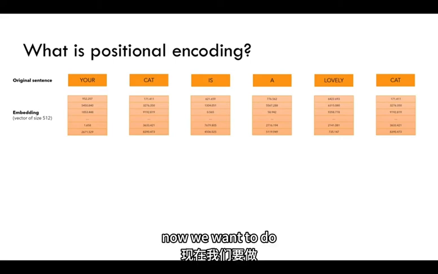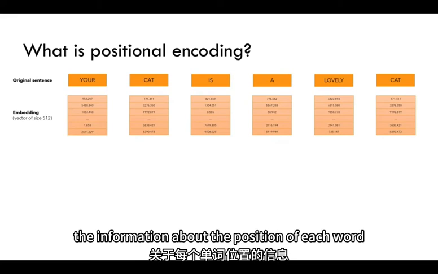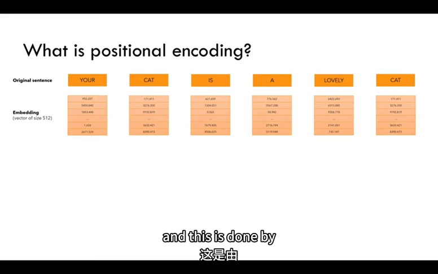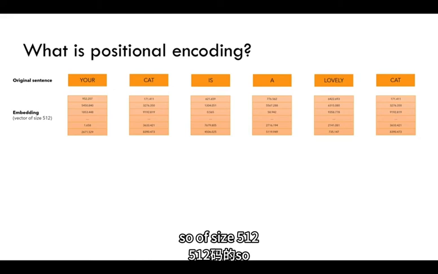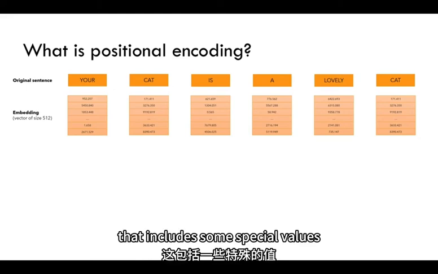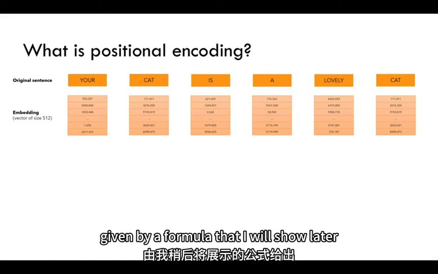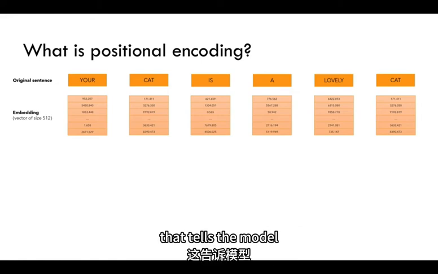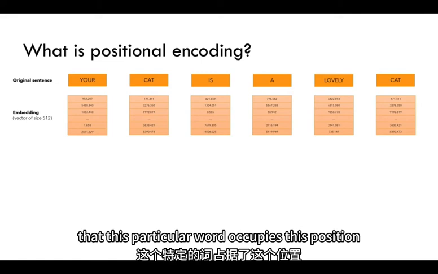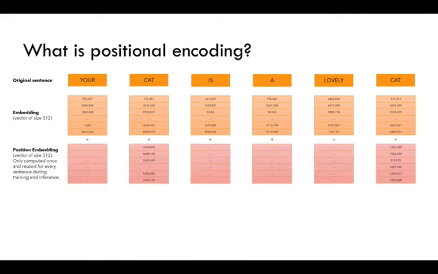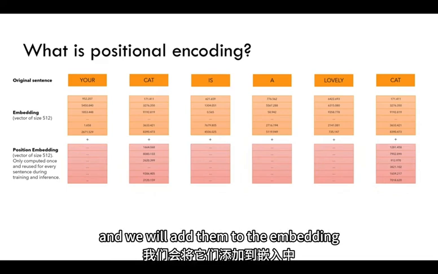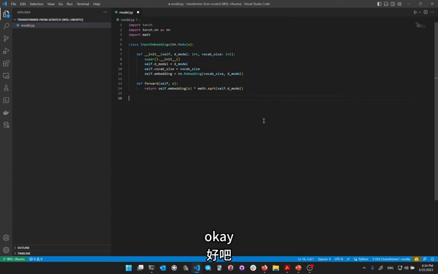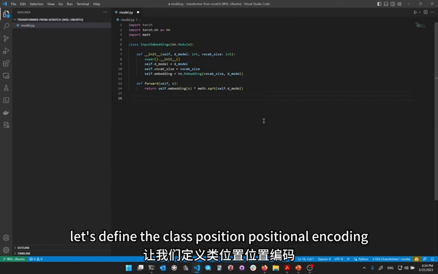Now we want to convey to the model the information about the position of each word inside the sentence, and this is done by adding another vector of the same size as the embedding, so of size 512, that includes some special values given by a formula that I will show later, that tells the model that this particular word occupies this position in the sentence. So we will create these vectors called the position embedding, and we will add them to the embedding. Okay, let's do it. Let's define the class PositionalEncoding.